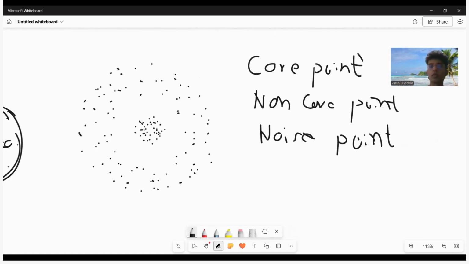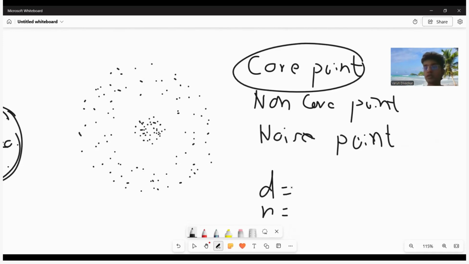How do you classify a core point? A core point is one which has a certain number of points surrounding it within a certain distance. That distance d and the number of points n are something the user has to specify. Let's say the distance d is 5 centimeters, and the number of points n is 4. So a core point is one which will be surrounded by at least 4 points within a distance of 5 centimeters. That's called a core point.